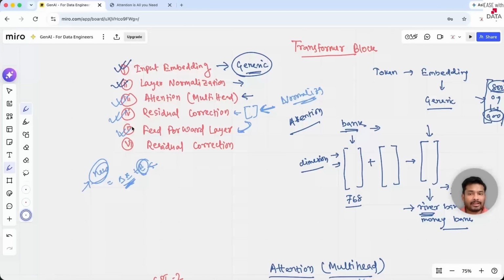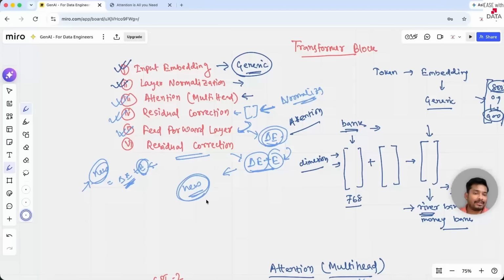Now we have already covered the feed forward layer. The output of the feed forward layer is again a delta that has to be added to the embedding, which is again the residual correction. So you add whatever you get from the feed forward layer to your actual embedding. Now remember, in each step, the actual embedding is never changed. We always add the delta to the embedding to create our new enriched embedding. So once we get the output, that output is added again to the embedding to make it a new enriched embedding.